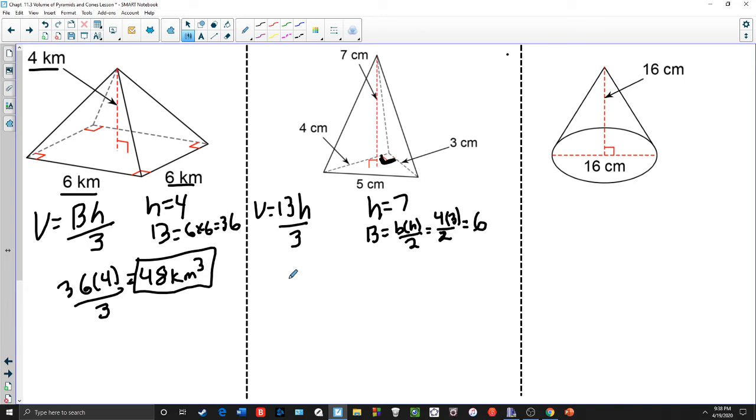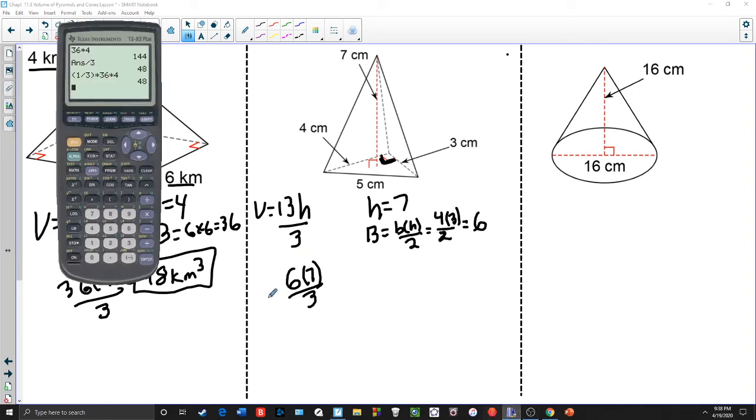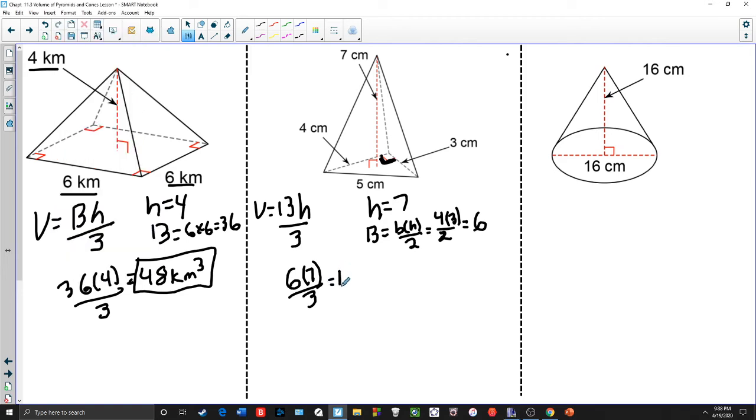So my volume would be area of the base, which is 6, times the height, which is 7, all divided by 3. So 6 times 7 would be 42. 42 divided by 3 would end up giving me 21, just to make sure that I got that right. Divided by 3. 14 rather, sorry. Good thing I checked. So 14 centimeters cubed.